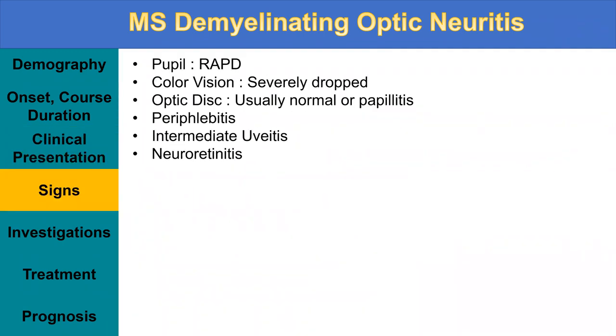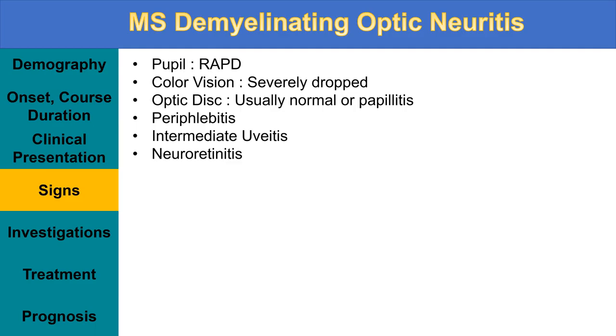Regarding the signs of multiple sclerosis, what will be the signs? Well, there will be impairment of the optic nerve functions. What are these optic nerve functions? These will be the vision, the visual acuity, the contrast sensitivity, the color vision, the light brightness appreciation, and the visual field. So how can we relate this to optic neuritis?